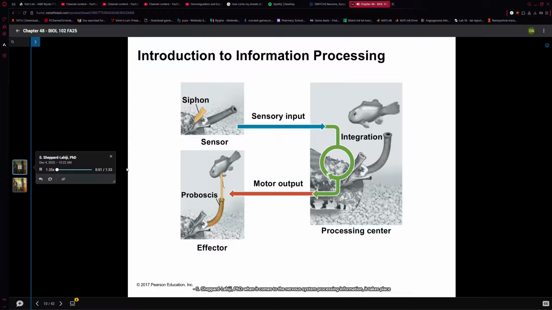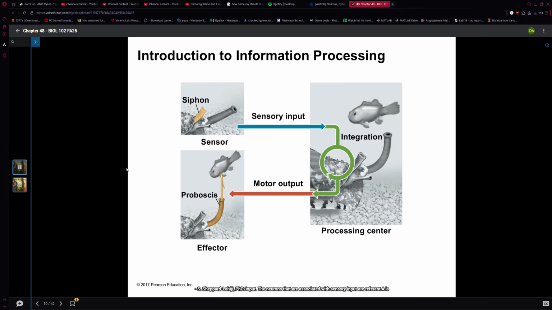When it comes to the nervous system processing information, it takes place within 3 stages or 3 steps. There is the sensory input shown in the blue arrow, the concept of integration shown in green, and then motor output shown in red. Now, in general, the nervous system uses sensory receptors to monitor changes occurring both inside and outside of the body, and that information is amalgamated, grouped together, and that's the sensory input.